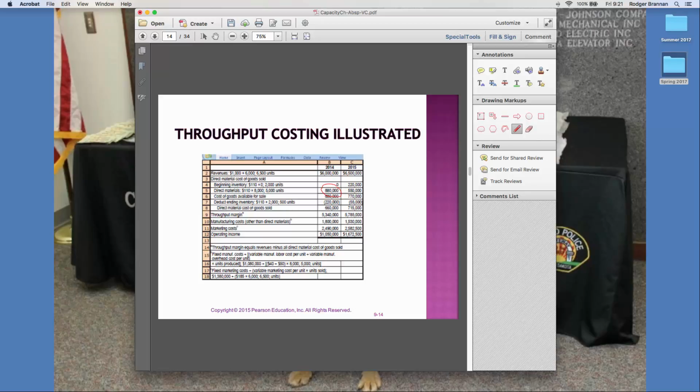So yeah, it gives you the same results. Sales go up, operating income goes up, but the problem with throughput costing is that it's very difficult to explain.